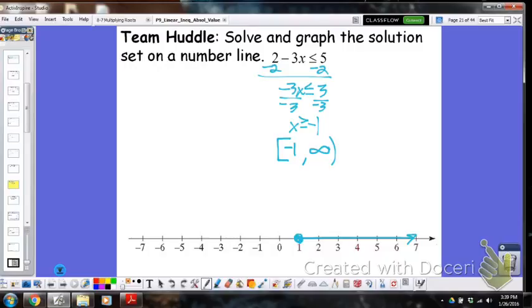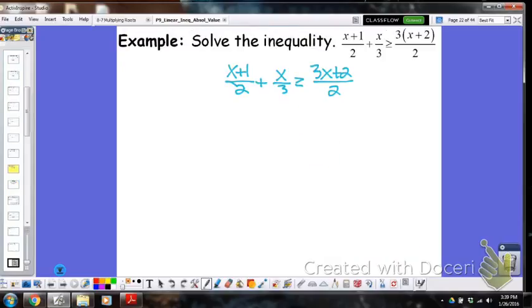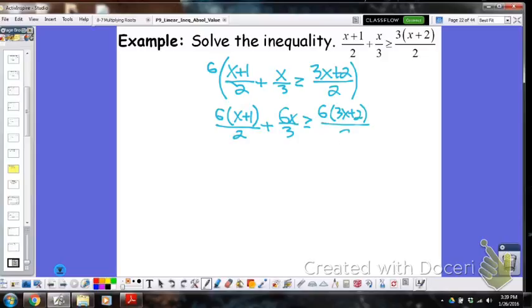So here we have an inequality but this time we're working with fractions, so we have to get rid of all of our fractions. So we know how to do that. We just need to clear our fractions by multiplying by the LCM of 2 and 3, which is 6. So I'm going to multiply my entire inequality by 6. So I'll have 6 times x plus 1 over 2 plus 6x over 3, and that'll be greater than or equal to 6 times 3x plus 2 all over 2.